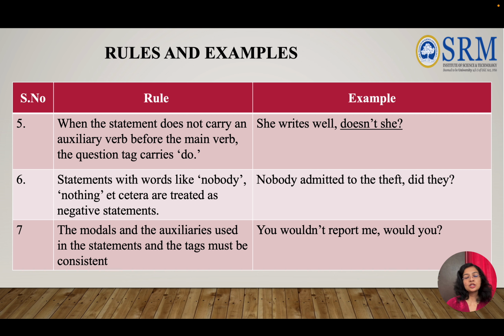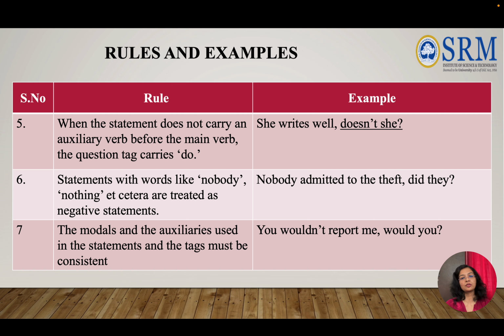If your statement does not carry any auxiliary or helping verb, then you have to make use of the do form of verb. For example, she writes well. Doesn't she? In this sentence, she writes well, you do not have any helping verb. Helping verb means is, was, were, am. So if these helping or auxiliary verbs are not there, you have to make use of the do form of verb like do, does, did.